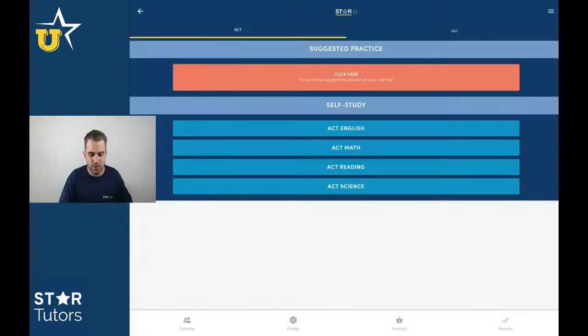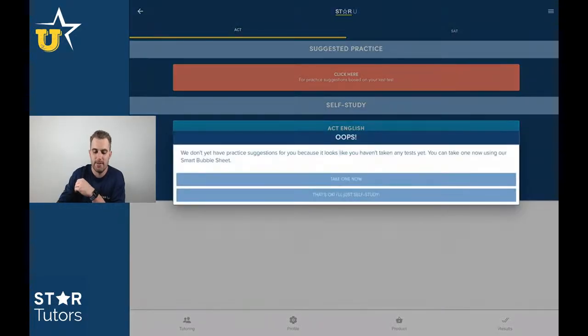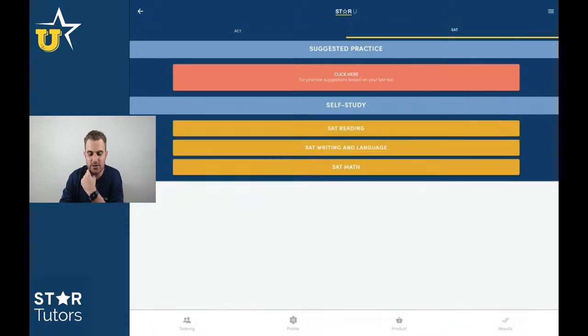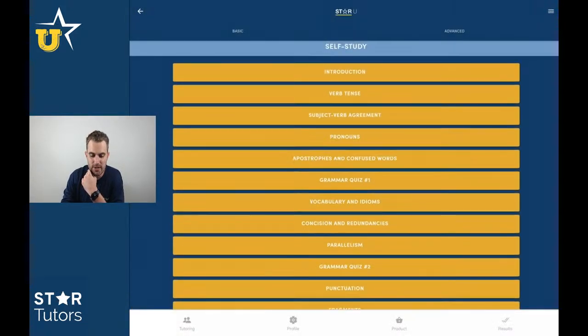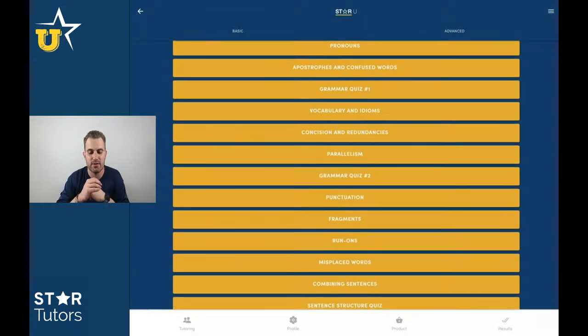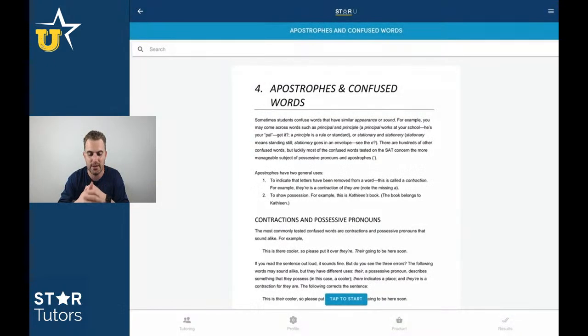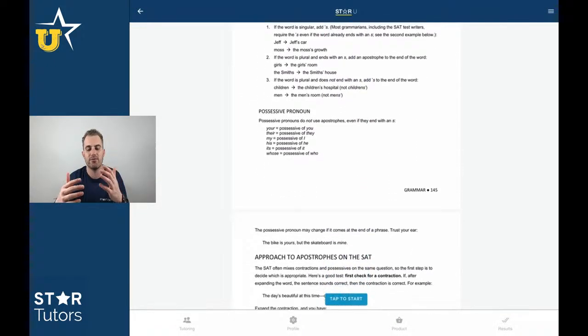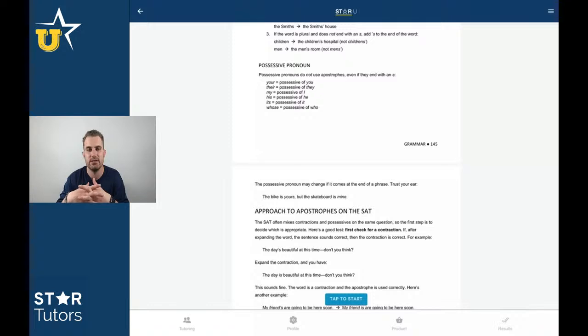So if we look at ACT and SAT practice lessons, and then we just switch over to SAT, and then you click SAT writing and language. For free, you guys can go through verb tense, subject verb agreement, pronouns, punctuation. You can go through everything that I just mentioned, like apostrophes and confused words. Here's all of the rules that all of our tutors and teachers have ever seen related to apostrophes and confused words. You can do all of this stuff right in front of you.